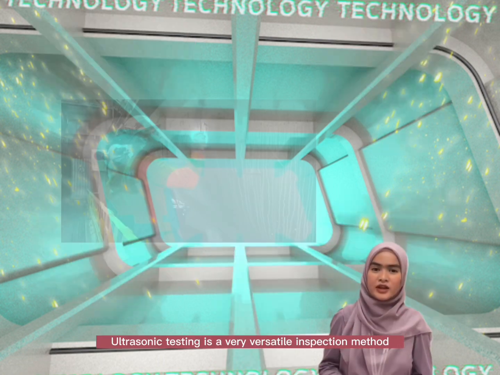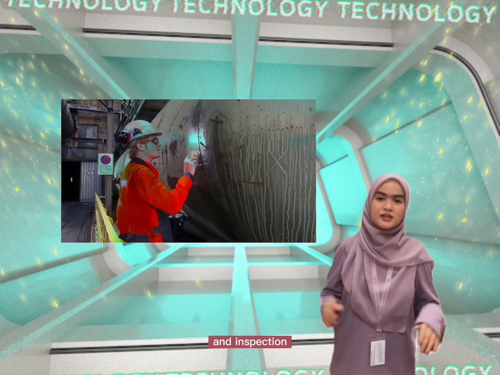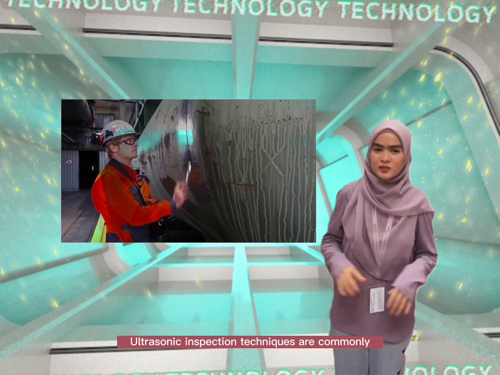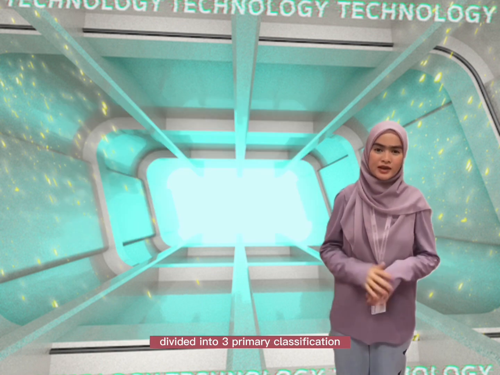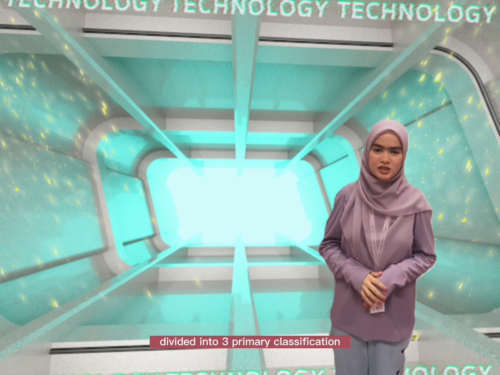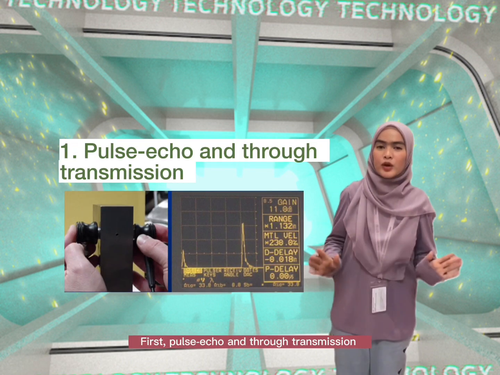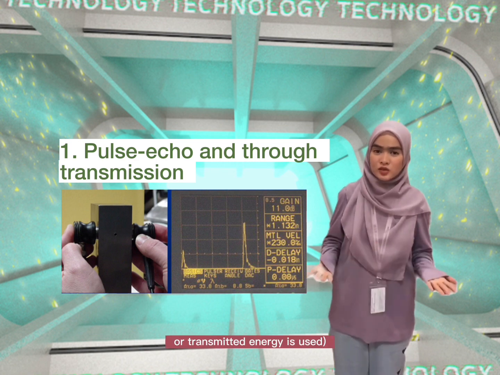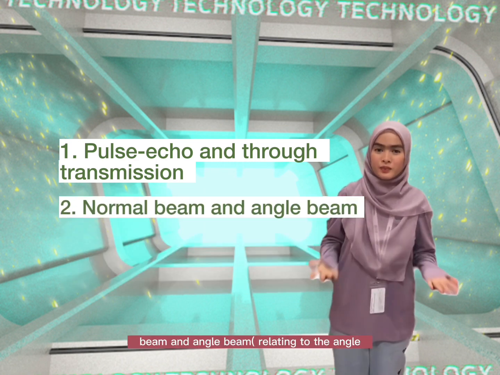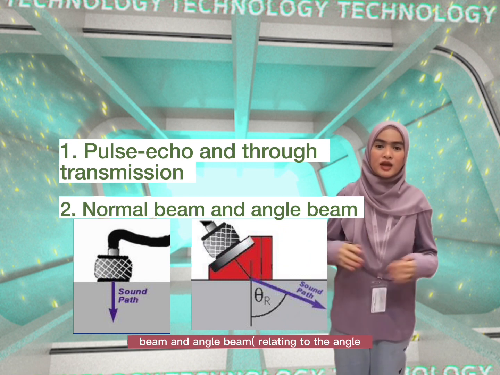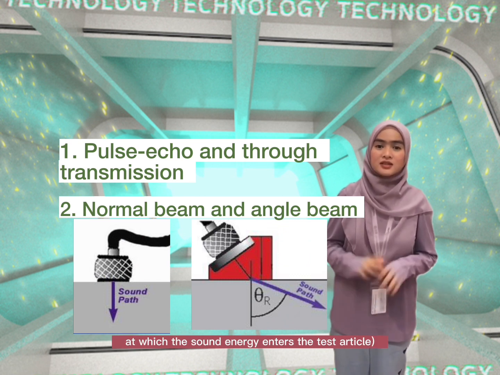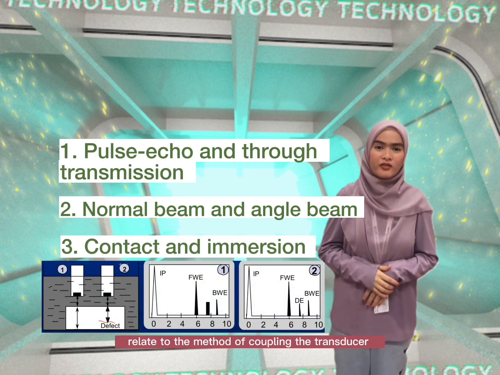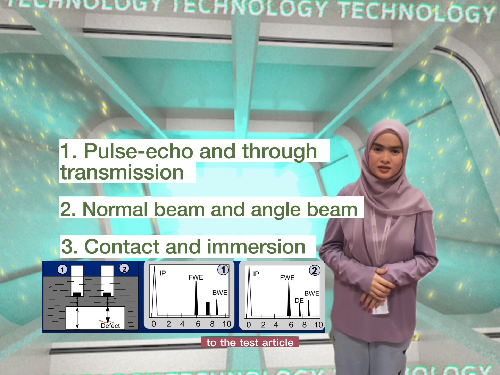Ultrasonic testing is a very versatile inspection method, and inspection can be accomplished in a number of different ways. Ultrasonic inspection techniques are commonly divided into three primary classifications. First, pulse echo and true transmission relates to whether reflected or transmitted energy is used. Second, normal beam and angle beam relating to the angle at which the sound energy enters the test article. Third, contact and immersion relate to the method of coupling the transducer to the test article.